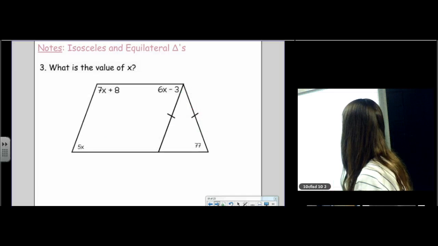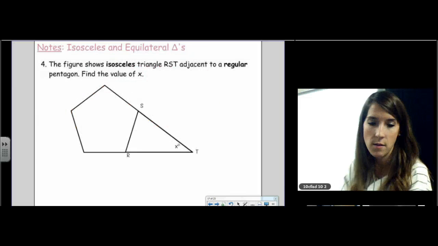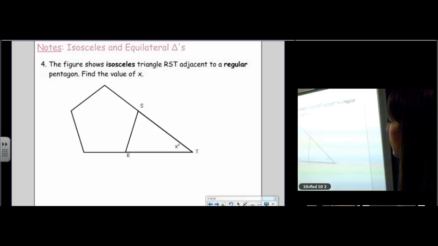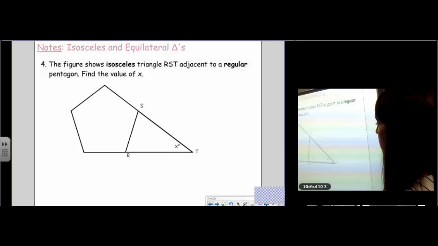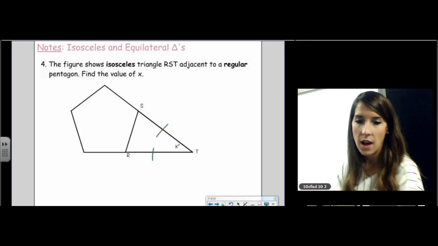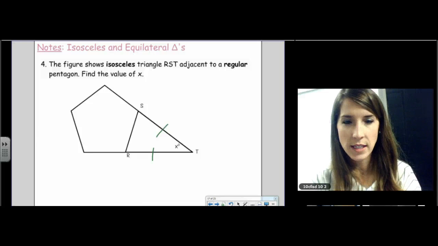How many more do we have? Because I need to give you all a lot of time. Let's do this one and then we will move on. The figure shows isosceles triangle RST adjacent to a regular pentagon. Find the value of x.